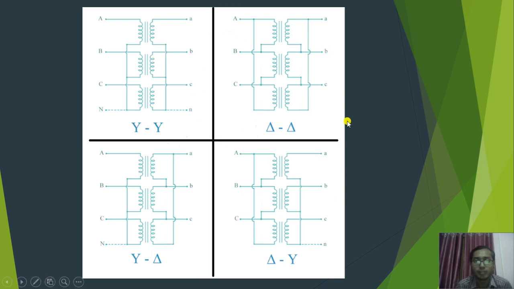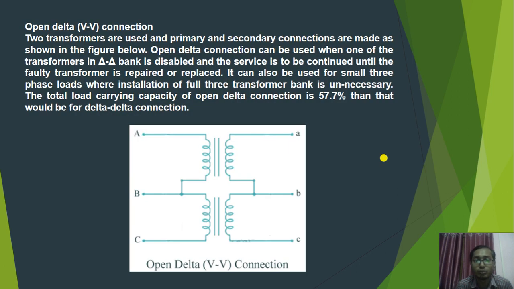This is the combined image of all the four, so that you can easily distinguish between them. You will be able to understand as well as differentiate each from the others, and see how they differ from each other. So these are the four primary types of three-phase transformer connections. There are two more types.